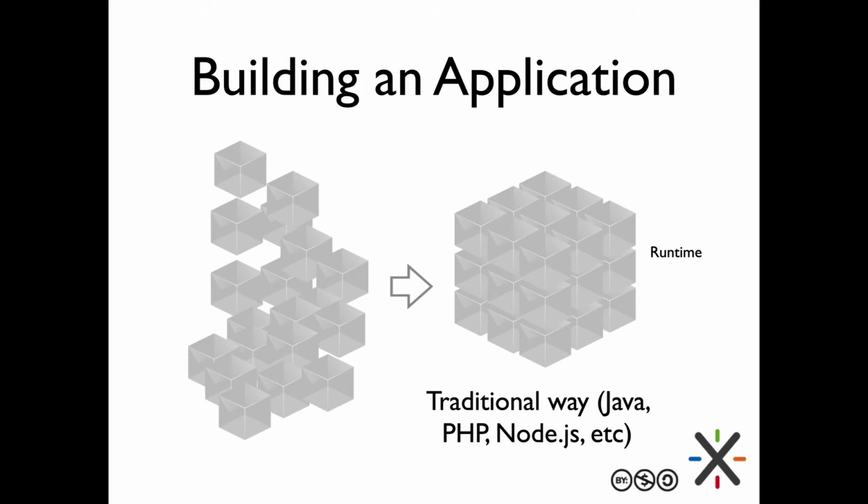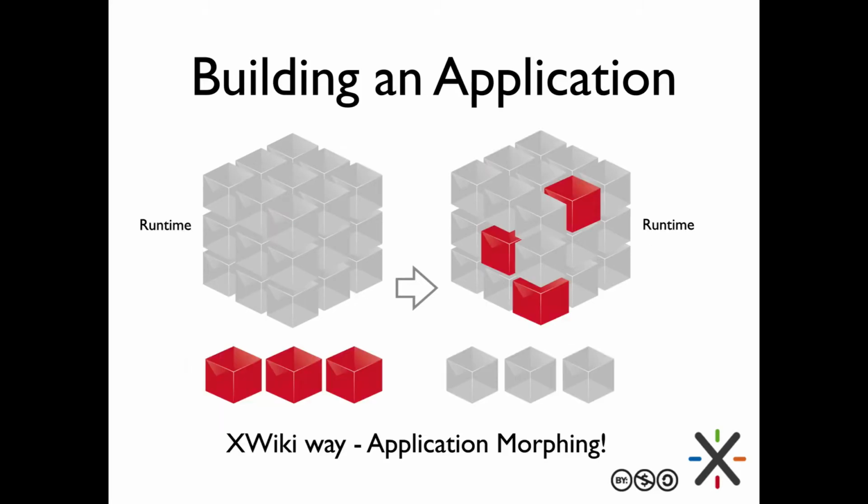So this is the traditional way. But with XWiki, it's a different paradigm. You start with a runtime. This is the XWiki that you download. And it already offers those building blocks that are stitched together to make something that works and that runs. And then you can replace any of those blocks or add your own blocks to it so that it matches exactly the application you want to have.